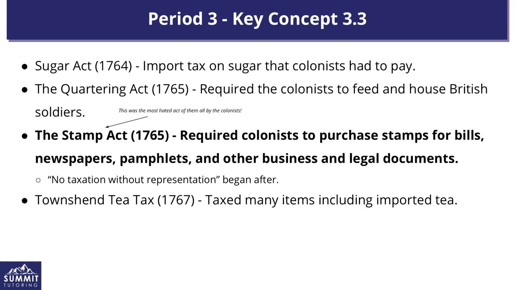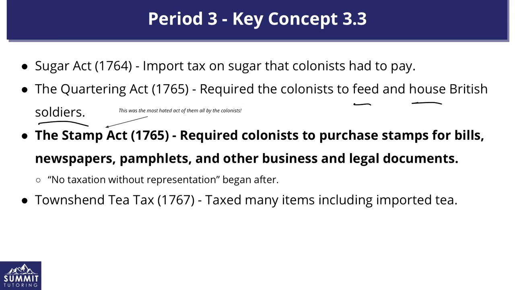Now we're going to start to see all of the taxes that the British are going to impose onto the colonists. The first one we see here is the Sugar Act in 1764. That's an import tax on sugar that the colonists had to pay. A year later, we'll see the Quartering Act, and that's going to require colonists to feed and house British soldiers.